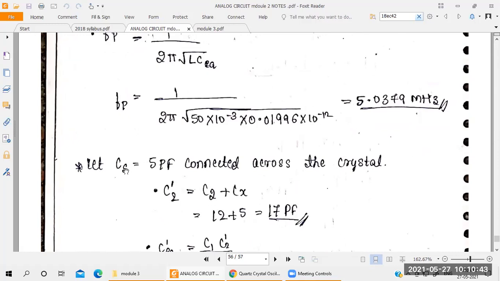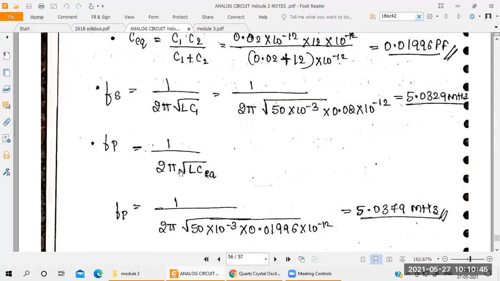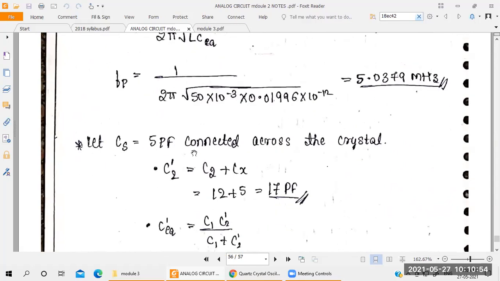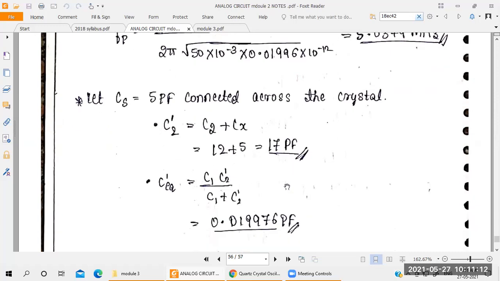Next, what is the second question? Find the change in frequency when the C value is 5 picofarad and 6 picofarad. First, take C as 5 picofarad. C2 dash is equal to C2 plus Cx. Cx is 5 picofarad, the given value, which should be added to C2. That is 12 plus 5, which is 17 picofarad.